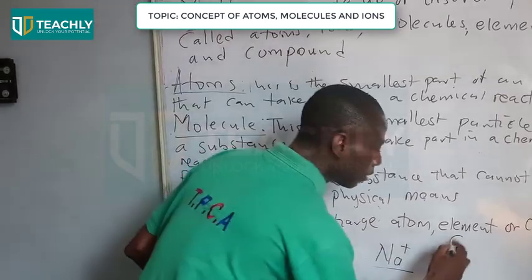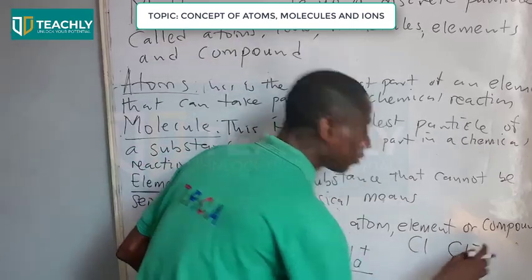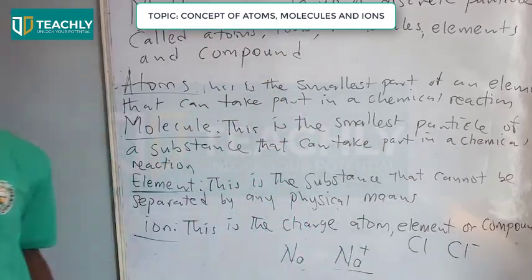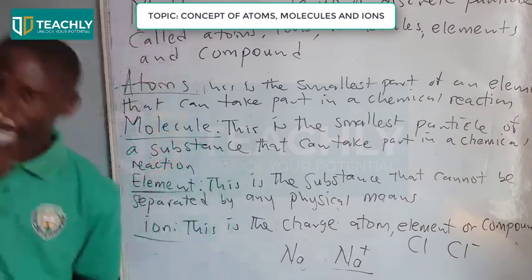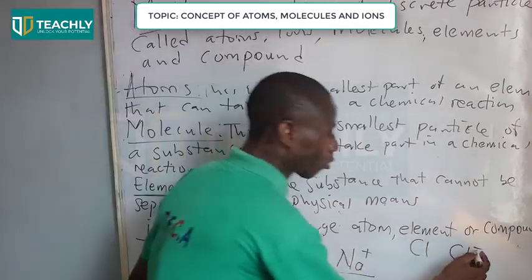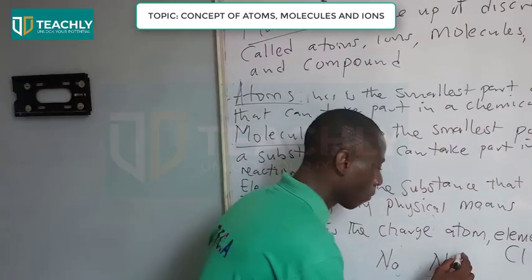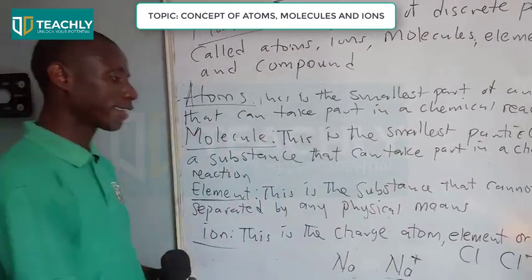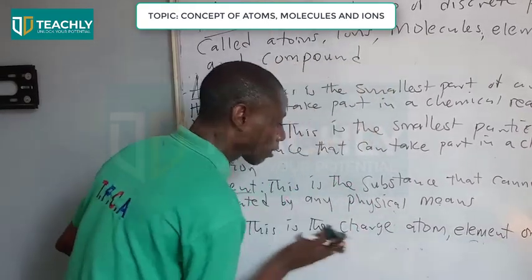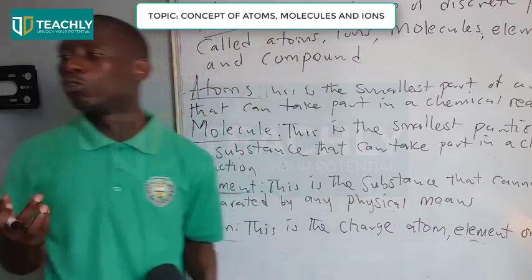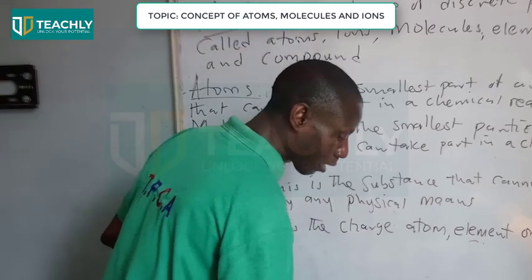Likewise, we have Cl. Cl is chlorine. Chlorine is just an ordinary atom. But if I have Cl-, this Cl- is the chlorine ion. Why is it the chlorine ion? It has become charged by accepting electrons. When something accepts electrons, it becomes negatively charged. If you give out electrons, it becomes positively charged. So a charged atom, element, or compound is one that either gains electrons or loses electrons.